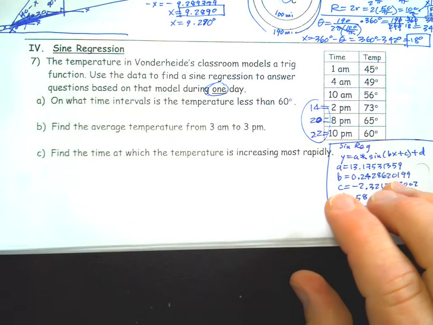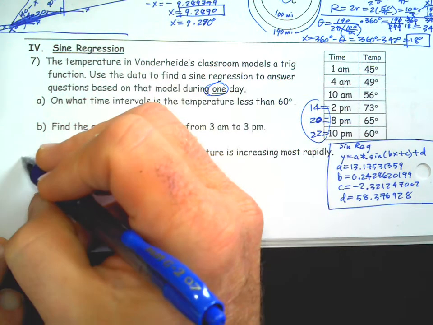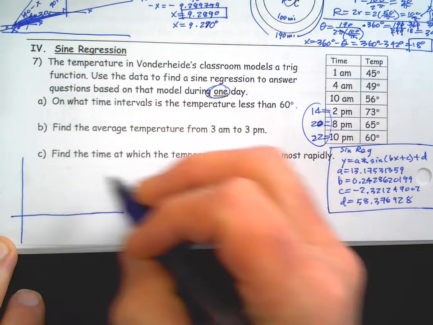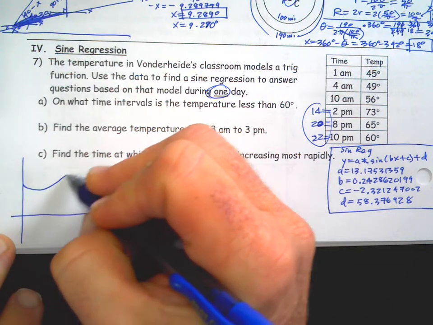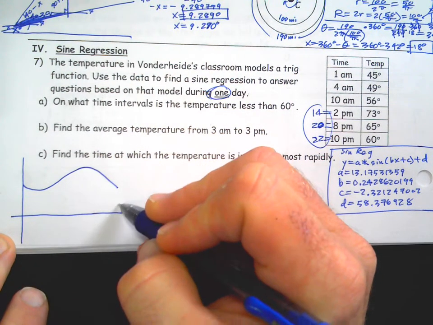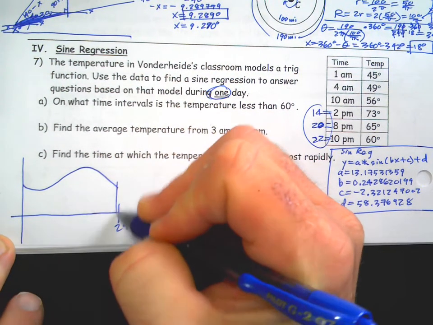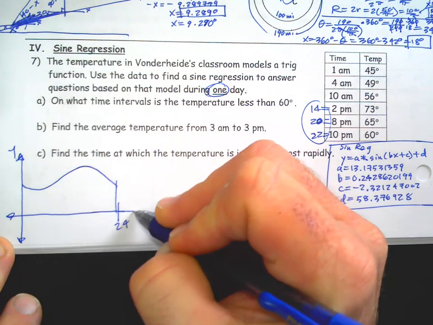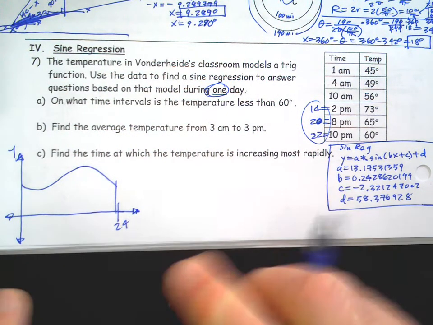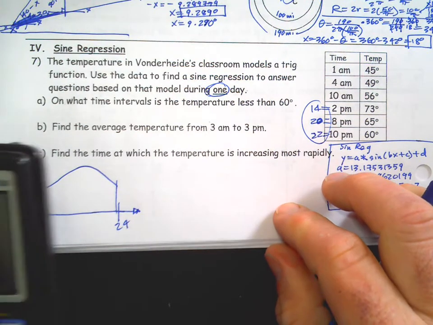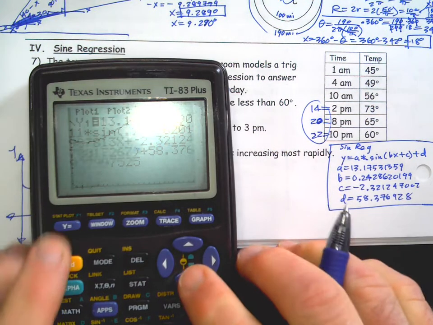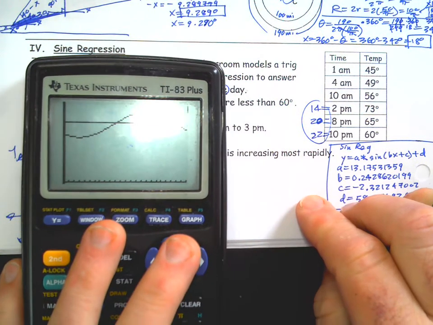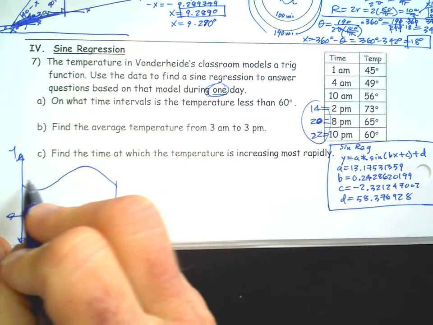Okay, so let's draw a sketch of that. Maybe I'll try and leave some room for my derivative graph later. But this is pretty much it. 24. Okay, rough sketch. I need a sketch. Okay, and you should be writing on it. On what time intervals is temperature less than 60 degrees? So we're going to go in here and graph 60 and add that line to our sketch.